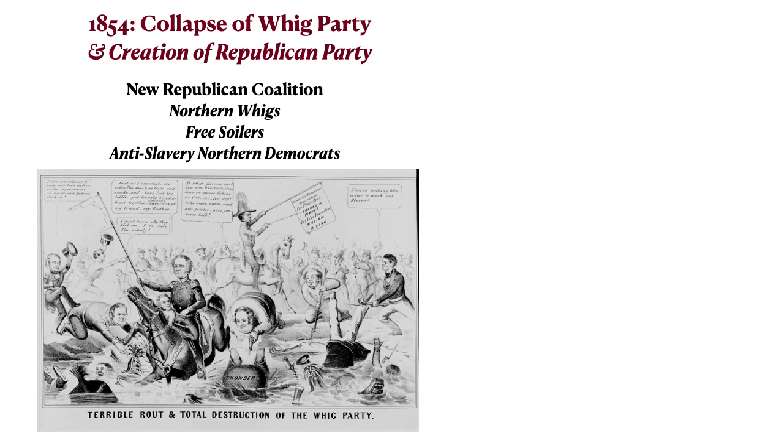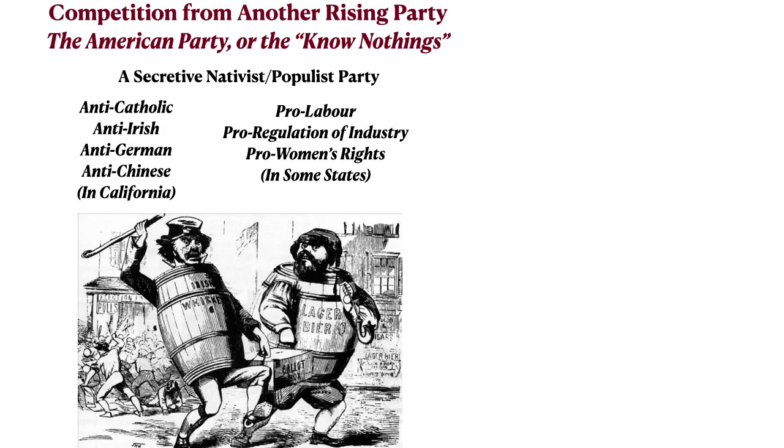It is over with. Meanwhile, there's competition from a new party, and that is the American Party, or the Know Nothings. So this was secretive. People would ask them about their new party. They would say, I know nothing about it. So it's secretive, but very much nativist, anti-immigration, especially anti-Catholic, anti-Irish, anti-German, and in California, anti-Chinese.